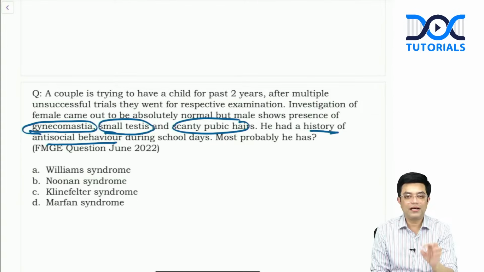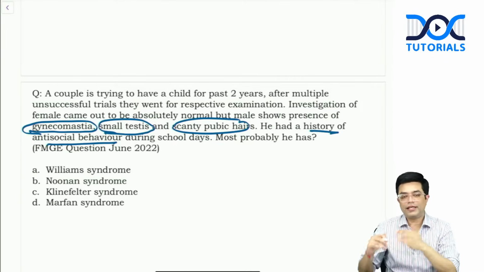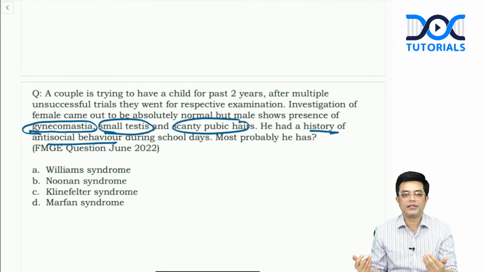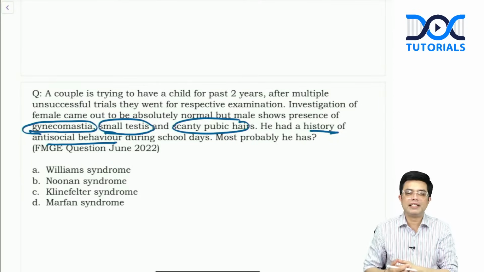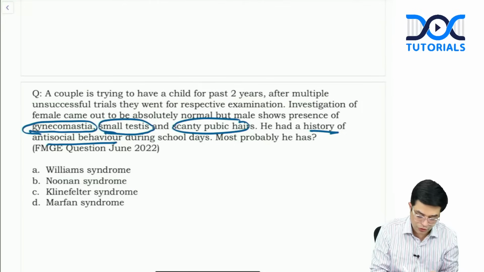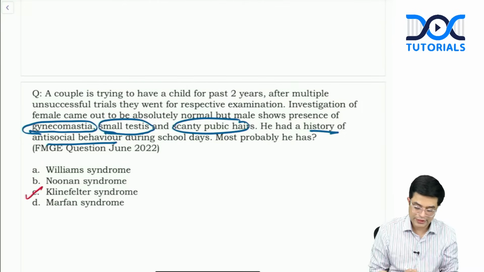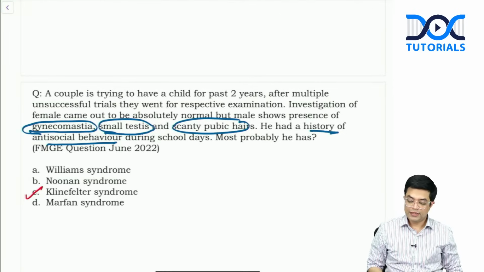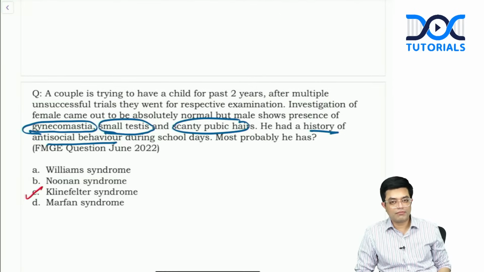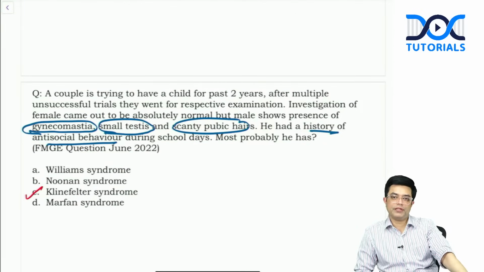So tall male, gynecomastia, infertility, small testis, scanty pubic hair, behavioral abnormality, learning disability, it is all fitting into a diagnosis of Klinefelter syndrome in the patient. Yes, Klinefelter syndrome. Not all have antisocial behavior, but there are certain variants where there is an additional Y chromosome. Those are the variants which commonly have antisocial behavior.